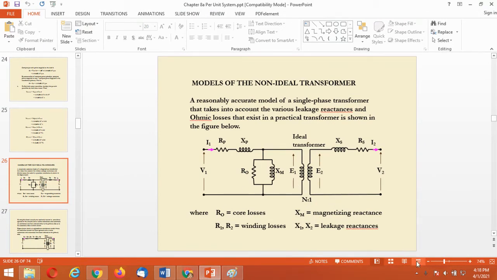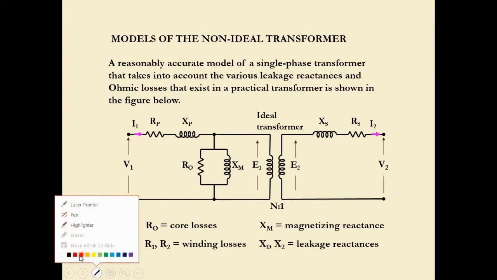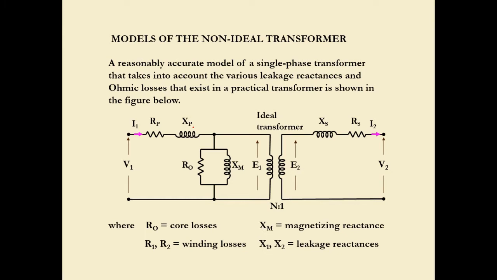So let us continue with models of the non-ideal transformer. Just to recap on what we have covered earlier, we have seen how to analyze the ideal transformer, for instance, the transformer without all the impedance as well as reactance. An ideal transformer is free from any leakage issue. Once we come to the non-ideal transformer, we have to take into account multiple issues such as leakage, as well as resistance and reactance.